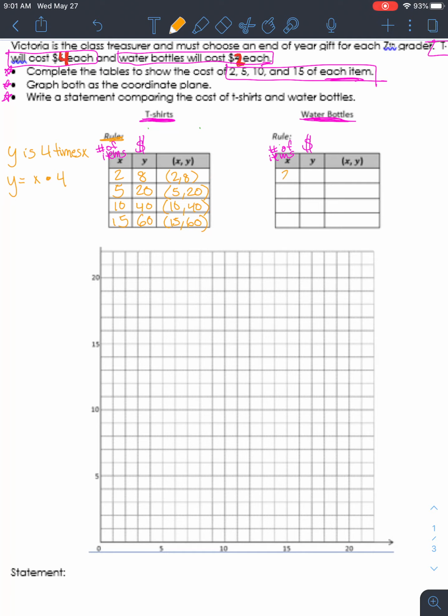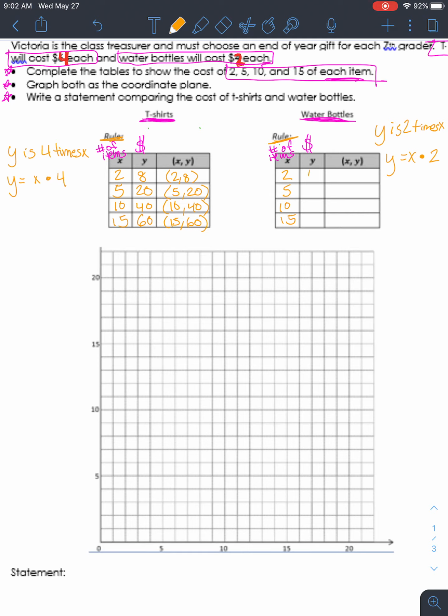Again, they're already telling me that I'm going to buy 2, 5, 10, and 15 of the water bottles. We do need to figure out our rule, however. Let's go back and look at our information for the water bottles. Water bottles will cost $2 each. So again, you're doing the same thing over and over and over again. I am multiplying by 2. Y is 2 times X. And if you want to be fancy and write this as a numerical expression, you would write Y equals X, that little dot, 2. So each time to find Y, I will be multiplying by 2.